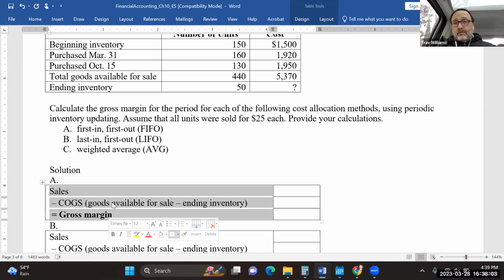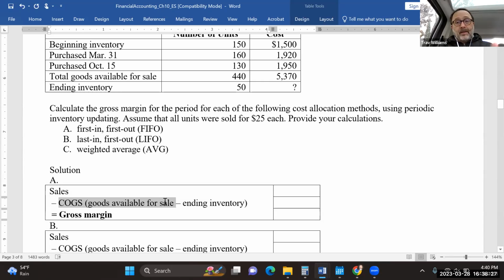The revenue is not impacted. So we're going to take the total sales, subtract the cost of goods sold to get the gross margin. How do we figure out cost of goods sold? Well, we need to know total cost of all the goods that were available for sale. Then we can subtract the cost of what didn't get sold, the ending inventory, and then we'll know the cost of goods sold. Okay, so let's start with sales.